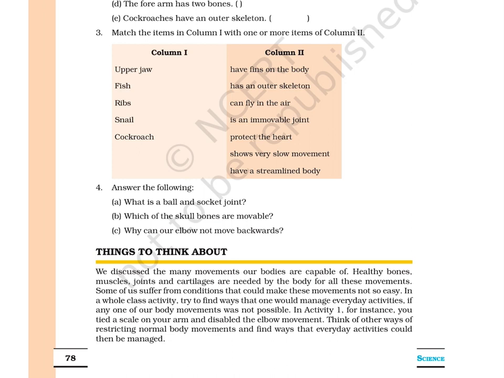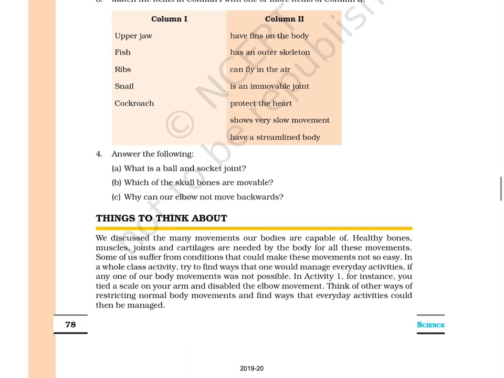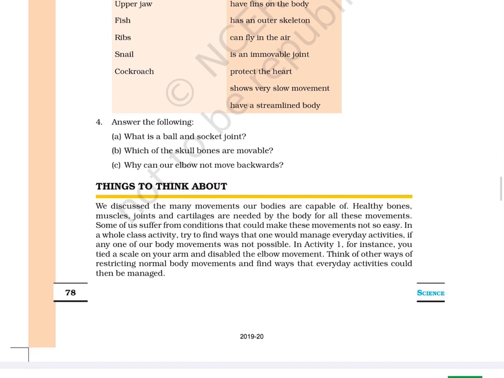Things to think about. We discussed the many movements our bodies are capable of. Healthy bones, muscles, joints and cartilages are needed by the body for all these movements. Some of us suffer from conditions that could make these movements not so easy. In a whole class activity, try to find ways that one would manage everyday activities.